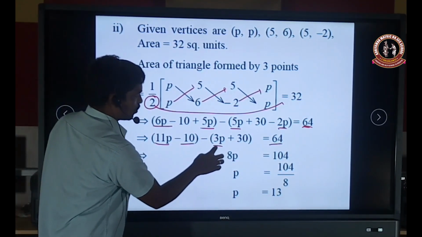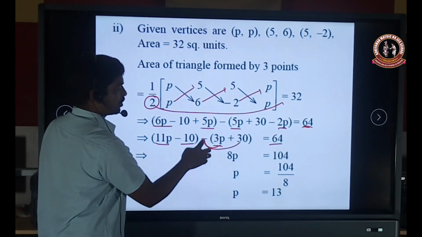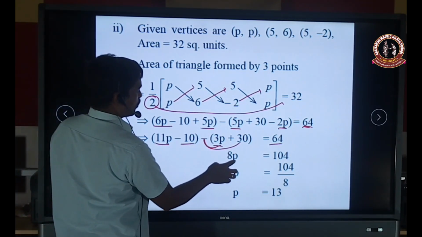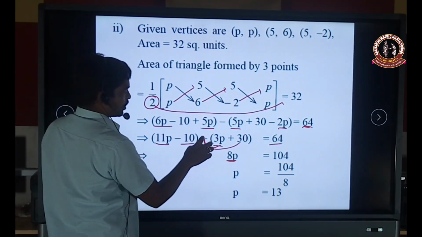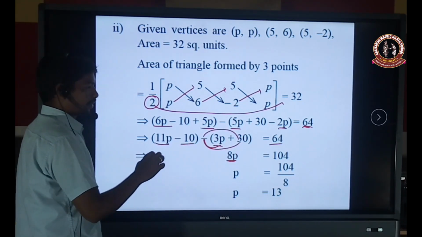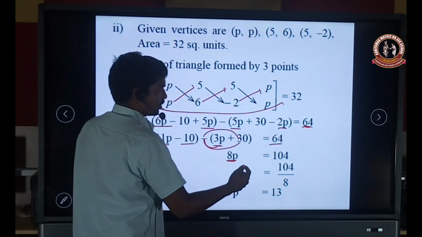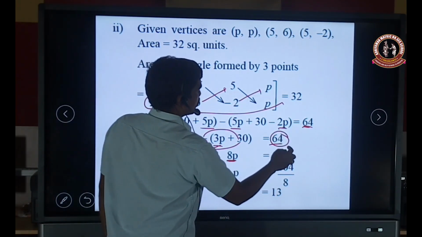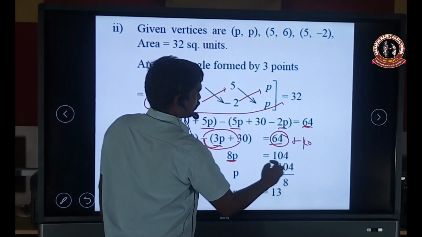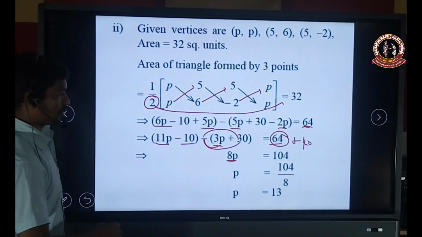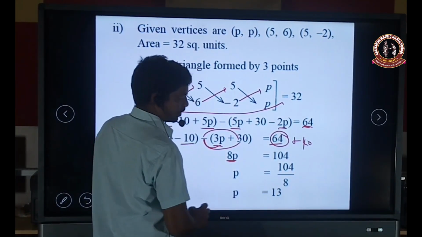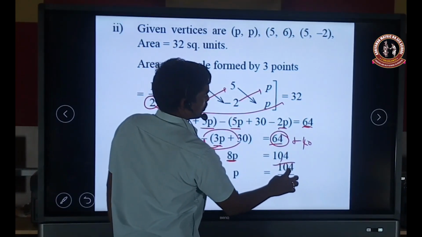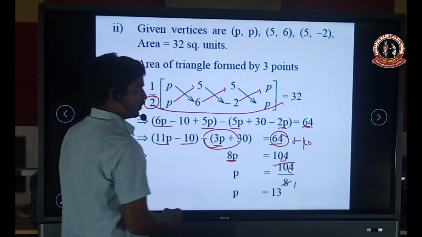Now this minus goes inside. So we get minus 3p and minus 30. So 11p minus 3p equals 8p. Minus 10 minus 30 equals minus 40. So minus 40 goes to the right hand side, so plus 40. Already the right hand side 64 is there, so adding 64 with 40, we get 104. So 8p is equal to 104. So p is equal to 104 divided by 8. 1 8s are 8, balance is 2, 3 8s are 24. So the p value is 13.